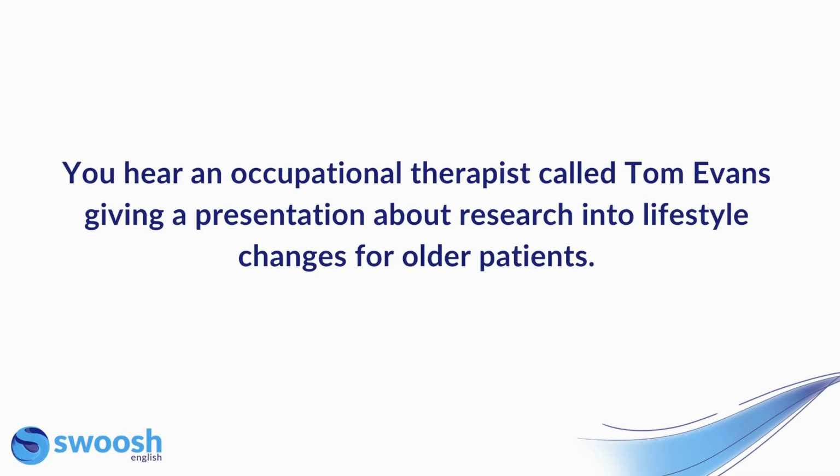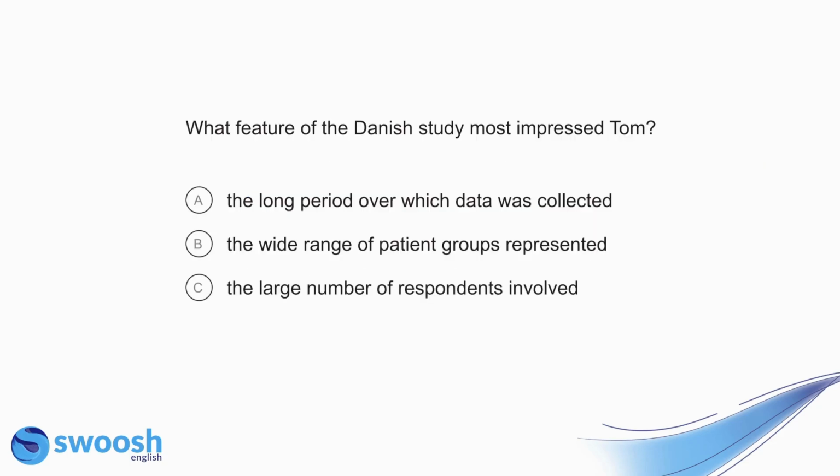So now we have the context. Let's go to our first question. Here is our question. So we have a question with 3 possible answers. The first thing that you need to do is identify what the question is asking you. So picking out the keywords in the question, we've got what feature most impressed Tom. So we know that we need to be listening out for a feature, and we're going to be trying to understand Tom's opinion. So what most impressed him.